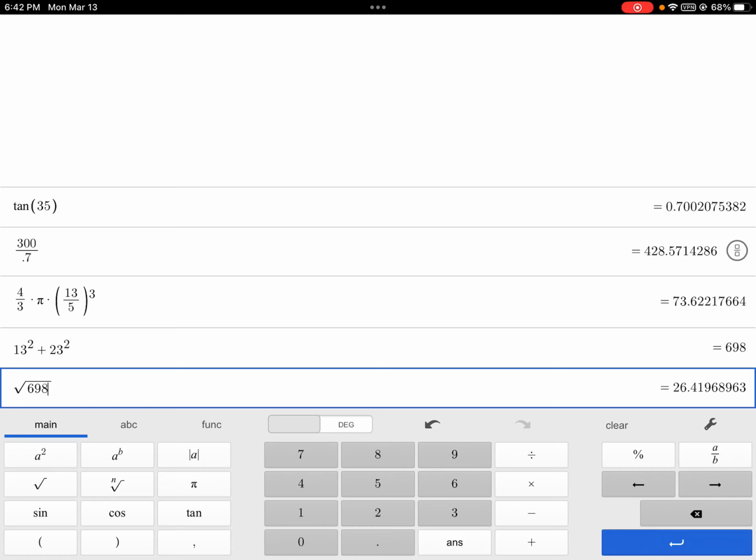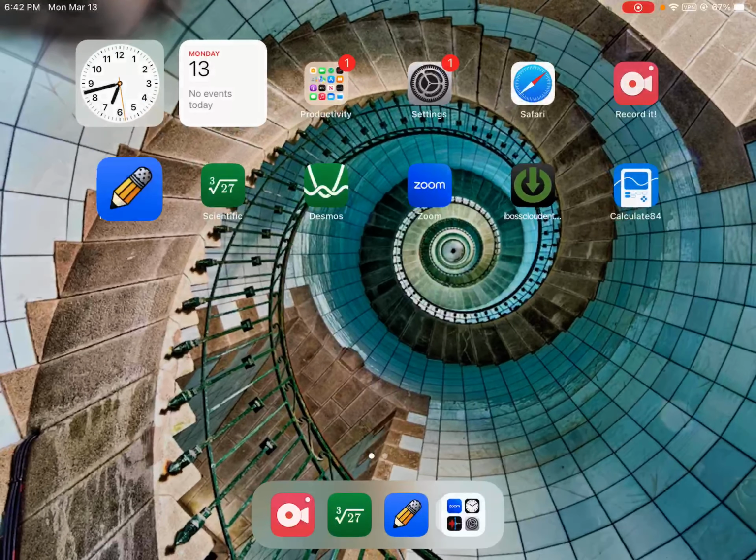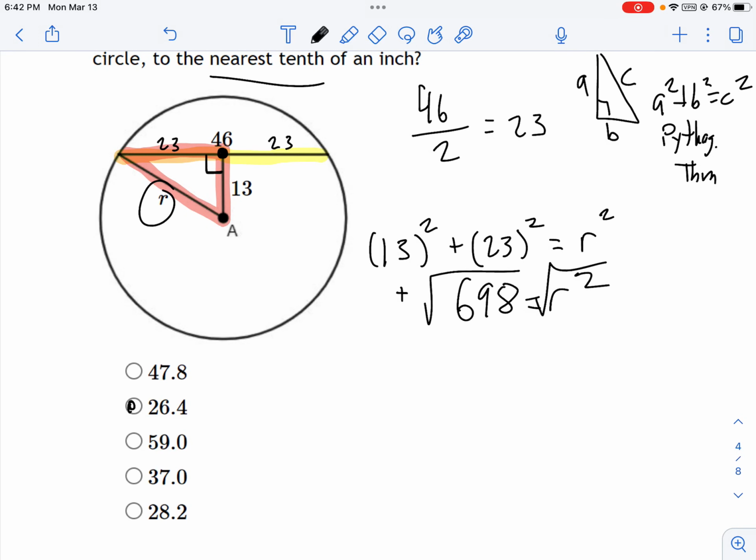In this case, we have 26.4196. That 1 behind the 4 is going to round down, so if we're going to the nearest tenth of an inch, 26.4 would be our approximation, which, bam, there we are. That second answer right there.